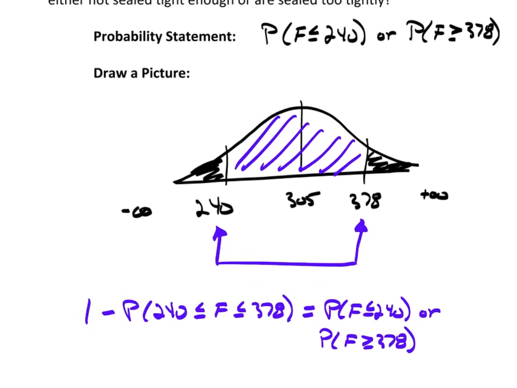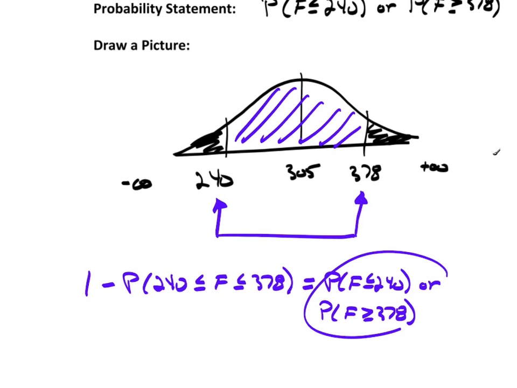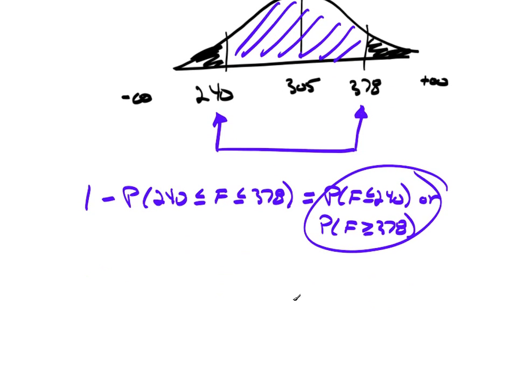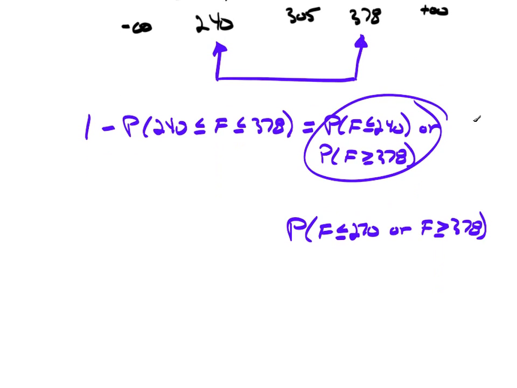And there's actually a couple of different ways you could write this. I wrote it like that. You could combine it. You could say the probability that the force is less than or equal to 240, or force is greater than or equal to 378, all in one statement. Doesn't really matter. And I hope you see why this works.